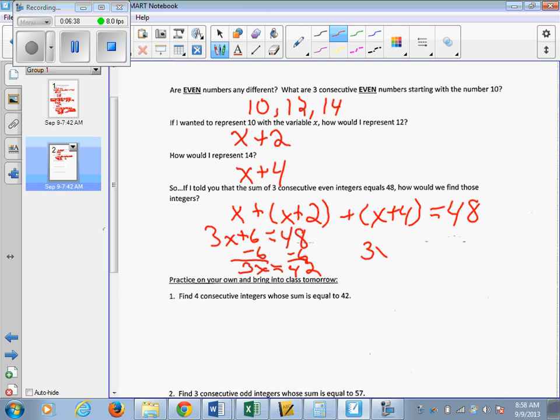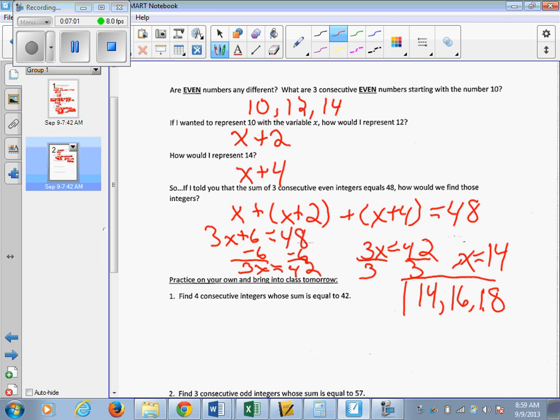So if we have 3x equals 42, I'm just rewriting it over here because it's a little bit bigger. To get x all by itself, we divide by 3. We get x equals 14. And that just tells us that our first even integer is 14. So our three consecutive ones are going to be 14, 16, and 18.